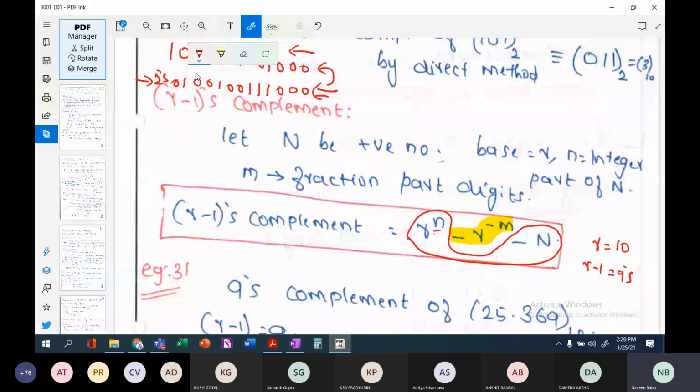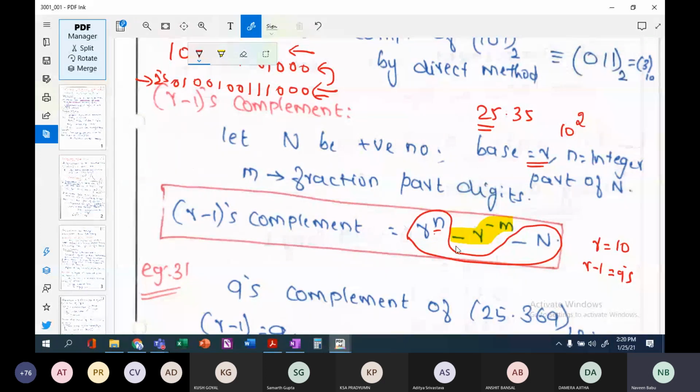Now let's focus on what this is. Again, r is your base, and n is the integer part of your number. If I have 25.35, the integer part has 2 digits, so the base is 10 and it will be 10 power 2. That is the difference. Now what is this highlighted portion here? It is the fraction part digits.